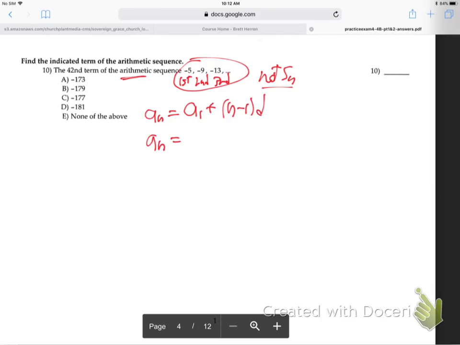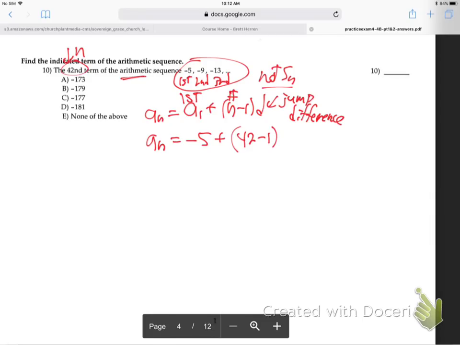So A1, again, that means first term, n is the number of terms, and d stands for the jump, the difference from term to term. So the first term is negative 5. The number of terms, what's the number of terms? 42. Remember the ordinal, 42nd? Whenever they do the thing implying an order, that's your n. So 42 minus 1 times d.